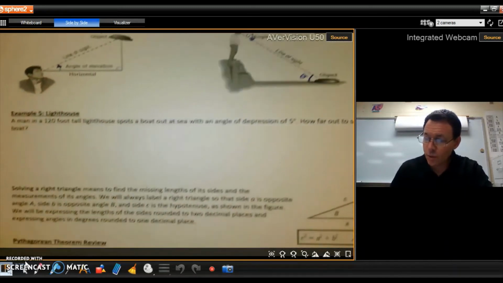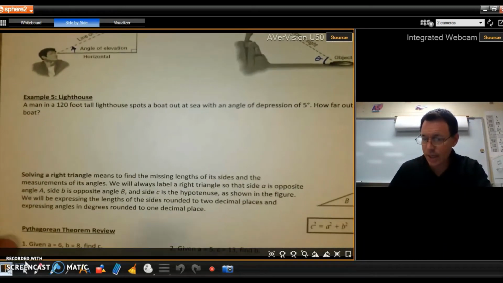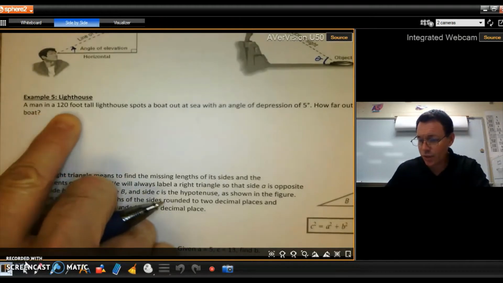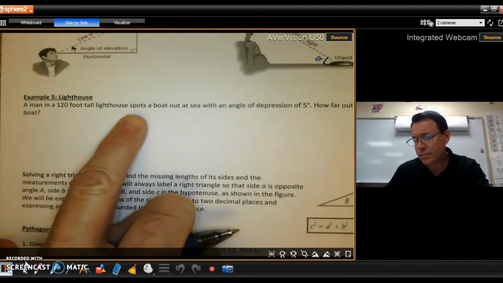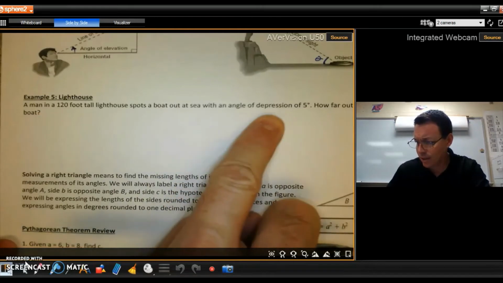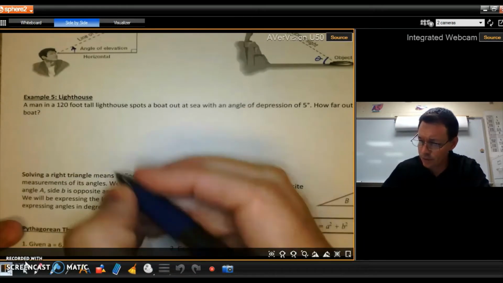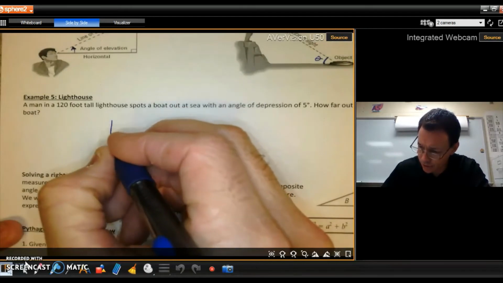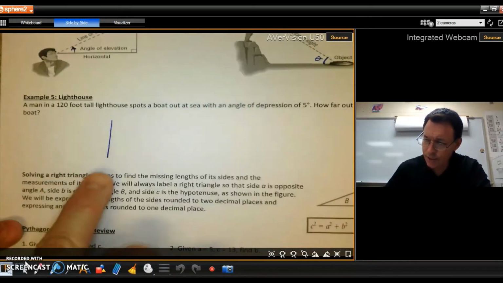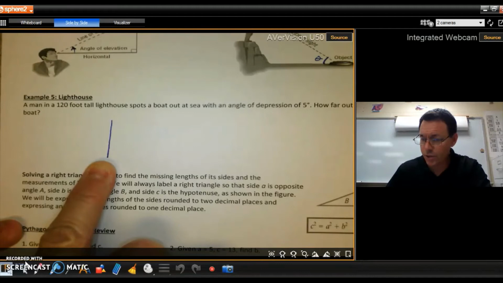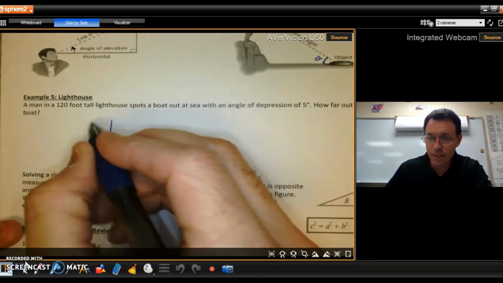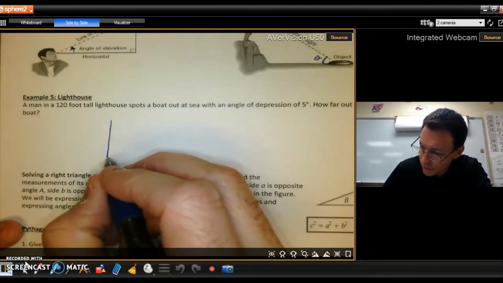Okay, so when I look at a problem like this and I say, okay, a man in a 120-foot tall tower lighthouse spots a boat out at sea with an angle of depression of 5 degrees. How far out to sea is the boat? All right, so we've got a lighthouse. It's usually right on the edge of the ocean. I'm not going to try to draw a fancy lighthouse. Some of you are probably better artists than I am.